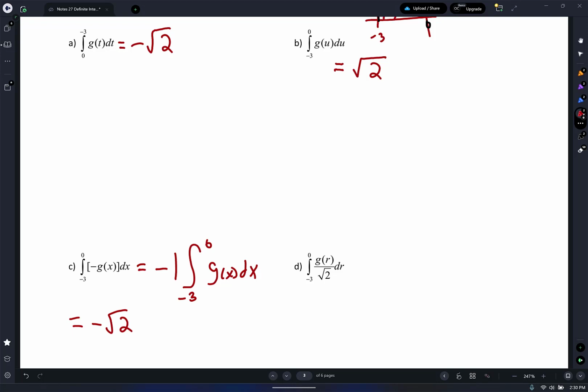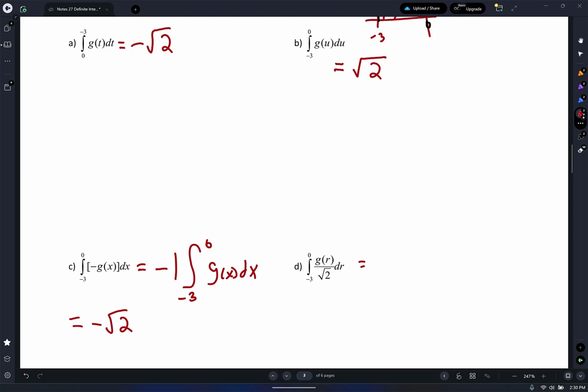Look at letter D. Don't freak out just because there's a quotient there, guys. This is like a constant. And you can rewrite this as -3 to 0, let me put it in here in the front, 1 over square root of 2 g of r dr. Is anyone confused by what I wrote? Yes? Okay. Let me slow down then.